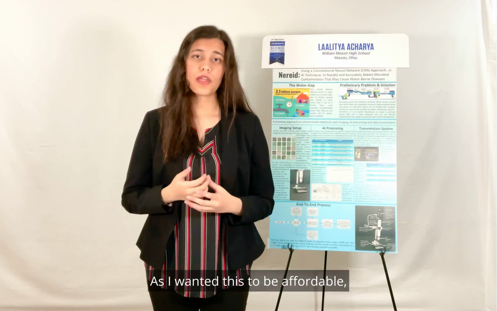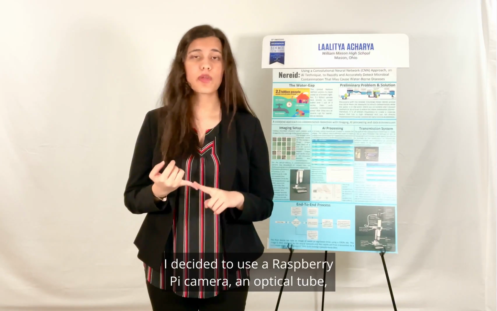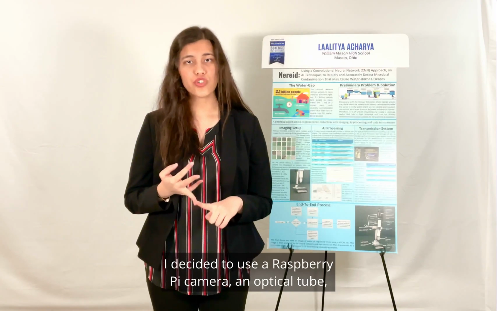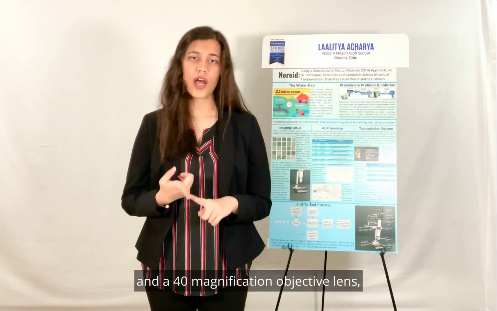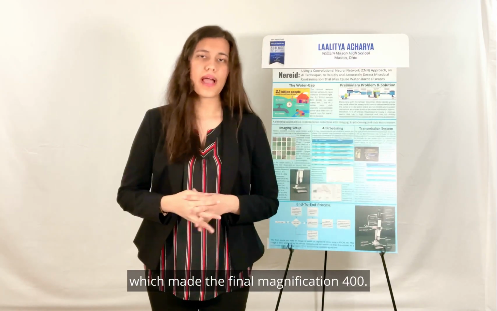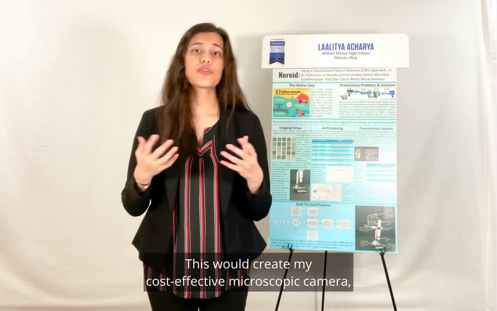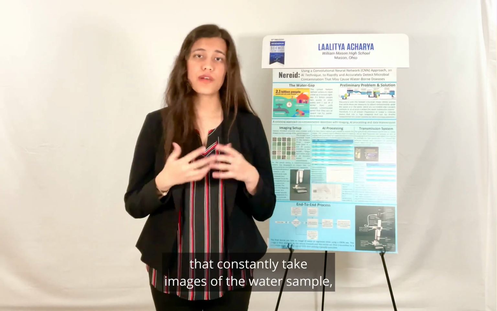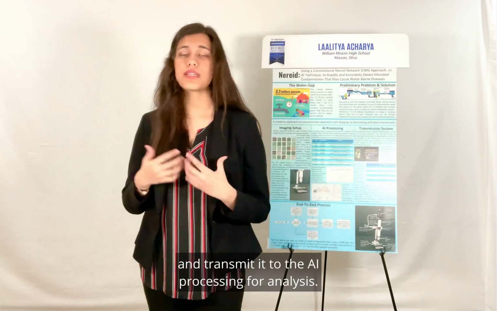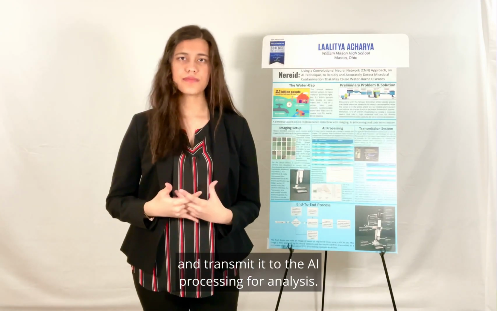As I wanted this to be affordable, I decided to use a Raspberry Pi camera, an optical tube, a 10 magnification optical lens, and a 40 magnification objective lens, which made the final magnification 400. This would create my cost-effective microscopic camera that would constantly take images of the water sample and transmit it to the AI processing for analysis.